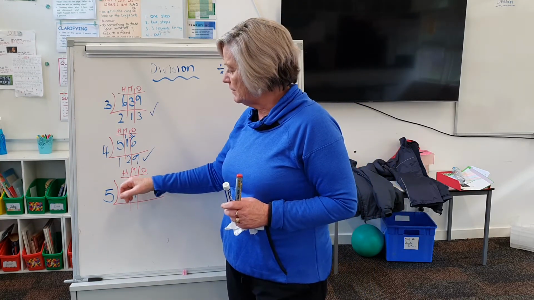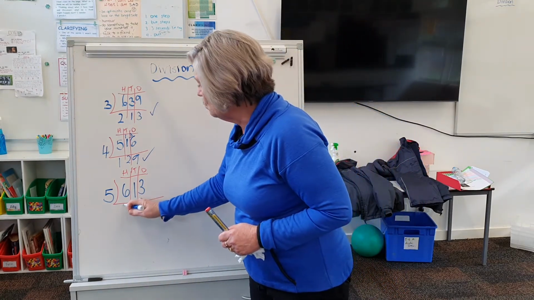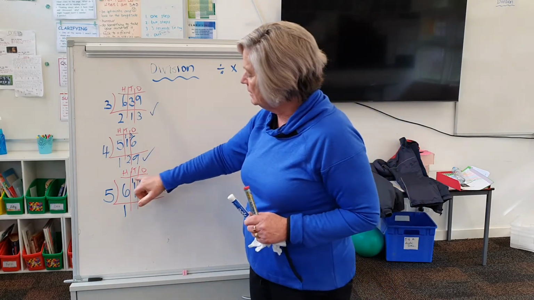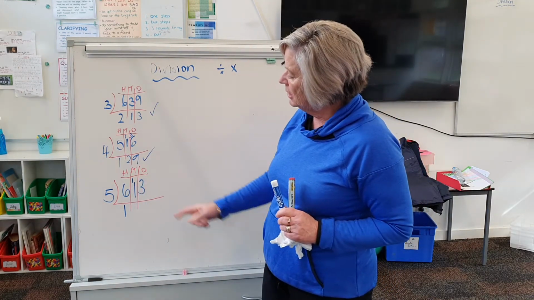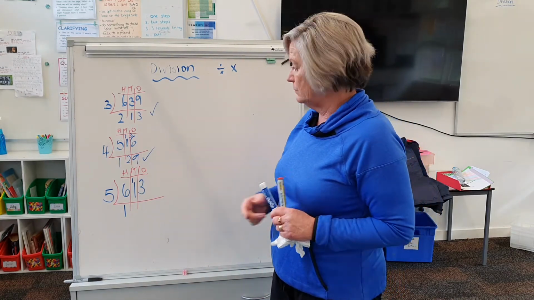So if I had 6 bundles of 100 and I wanted to share them between 5 people, we know that they would get 1 bundle each and there'd be 1 bundle of 100 left over. So that bundle of 100 that's left over, I'm going to put in the tens column, which then gives me 11 bundles of 10. Not 1, 11 bundles.